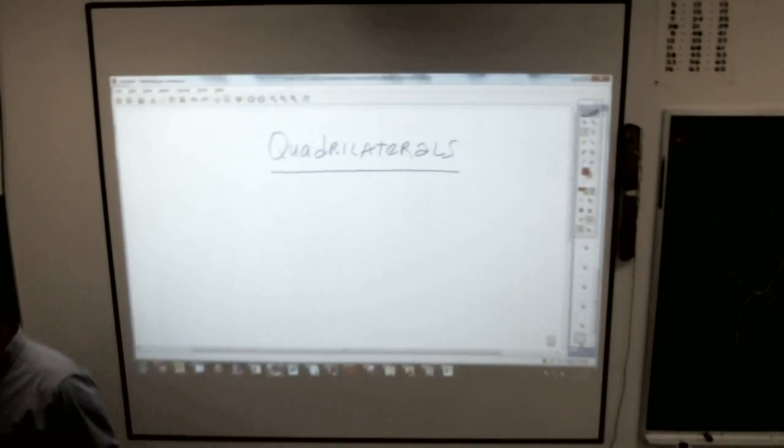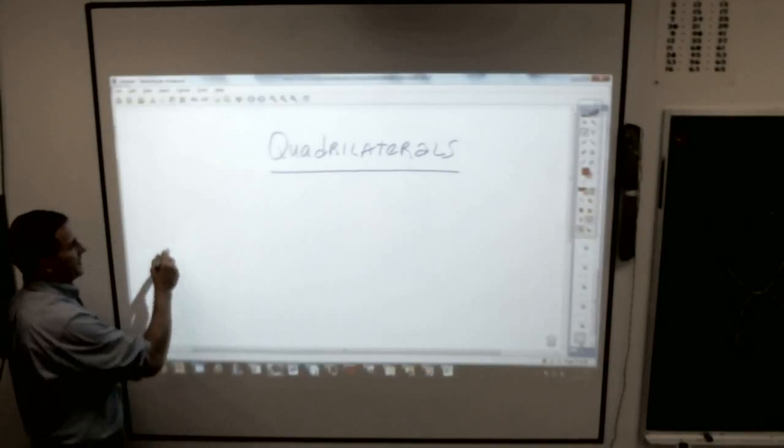Quadrilaterals. Some of this can be confusing, and again, I look at your quizzes, kids. Like one of the questions on yesterday's quiz was, I believe this was the problem. Just a little side note here.